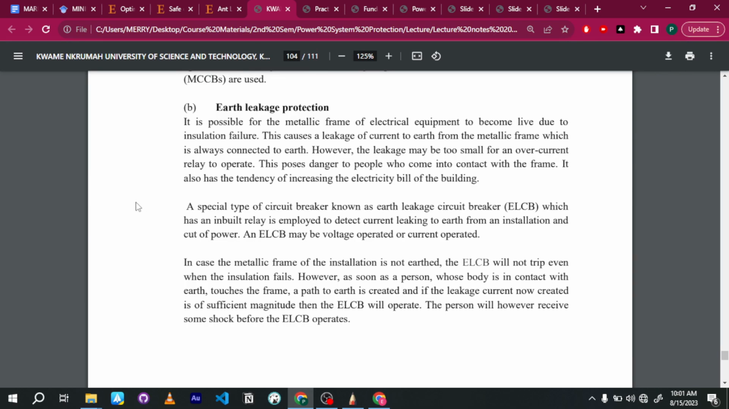So it's a circuit that has an inbuilt relay to detect current leaking to earth from an installation and then cut off power. You understand? It may be voltage or current operated. So basically, check whether there's some current that is leaking to earth, like by measuring the current in the earth wire.